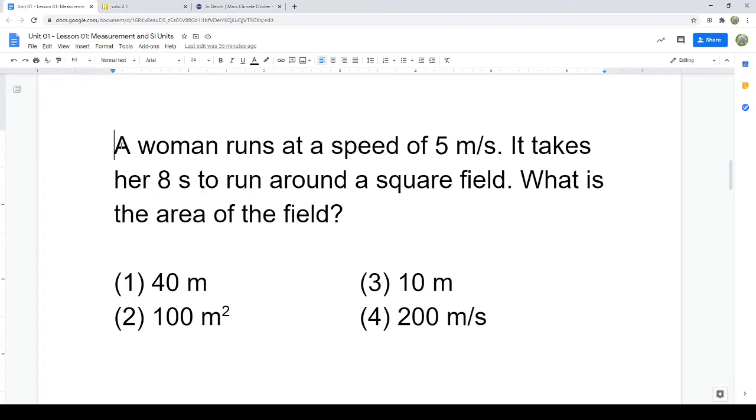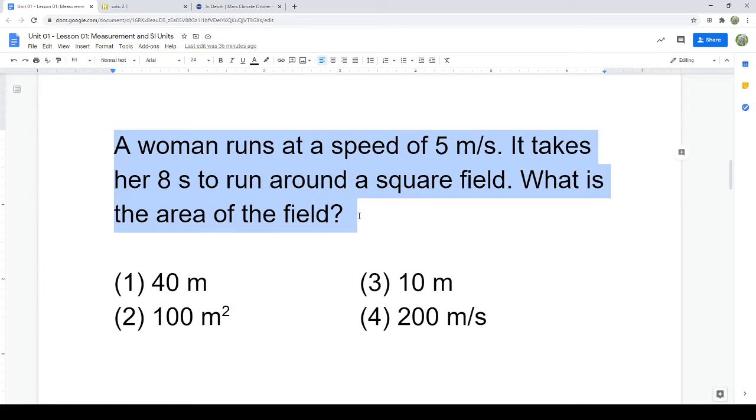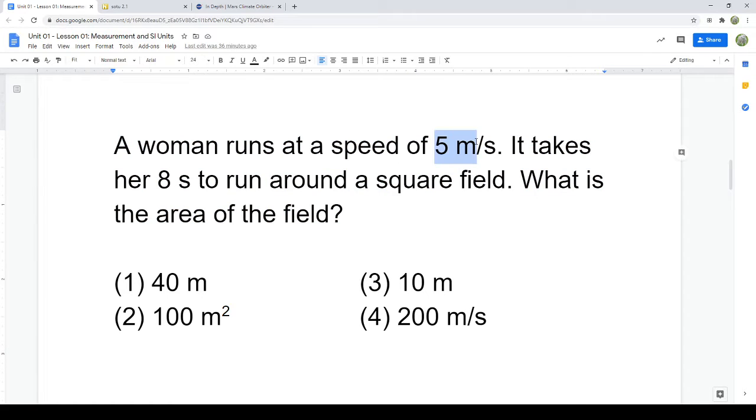Over here, this problem we did yesterday. A woman runs at a speed of 5 meters per second. I told you it's a speed, but why is it a speed? I could give my speed in knots if I was sailing a boat. I could give my speed in miles per hour if I was driving a car, but I chose meters per second. Why meters per second?